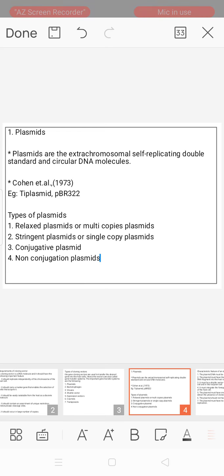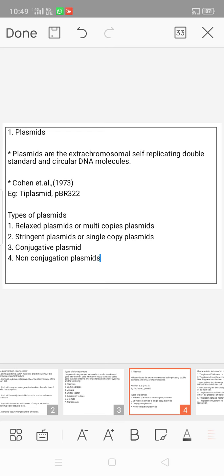The relaxed plasmids multiply continuously. So, a bacteria may contain 1000 plasmids at a time. Normally, each bacterial cell contains 10 to 20 copies of plasmids. These plasmids are ideal for gene cloning. And second one, stringent plasmids or single copy plasmids. These plasmids are present in fewer numbers. Sometimes a bacteria may contain only one copy of the plasmid. So these plasmids are known as single copy plasmids.